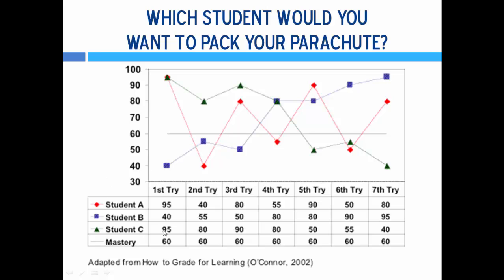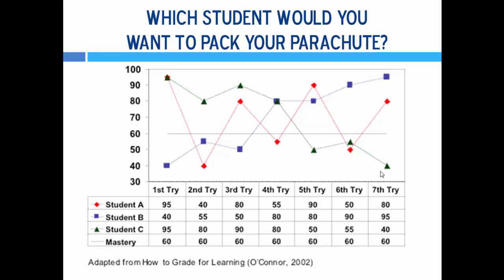And then you get student C. He was doing so great, 95, 80, 90, 80, and then something happened. He must have gotten some misinformation. Look at this little drop here. And then he's down to 50, 55, 40. So he must have been fed something, had a common misconception that got ingrained in there, and he lost that skill. And when we look at this, which student would you want to pack your parachute?